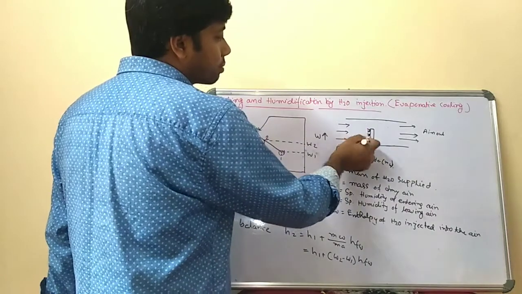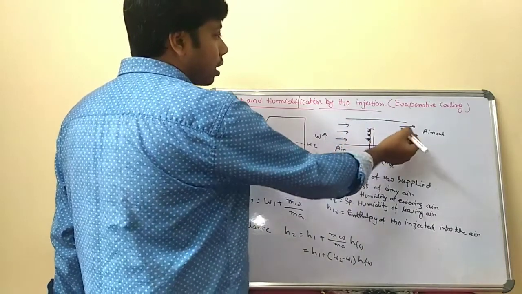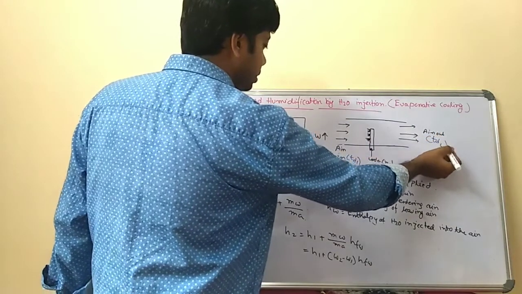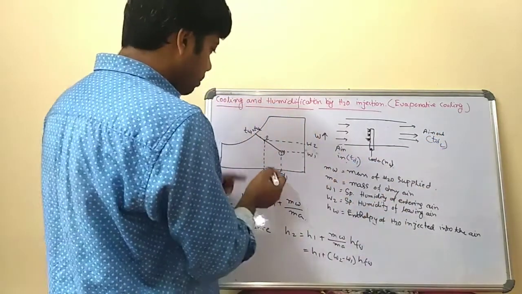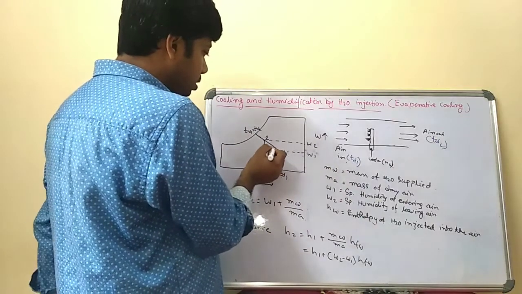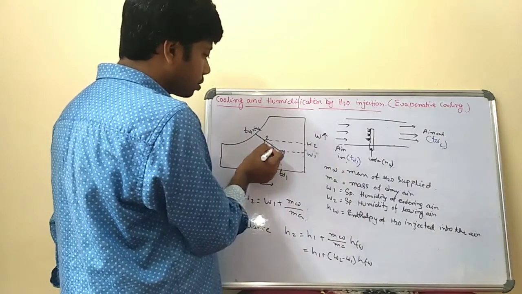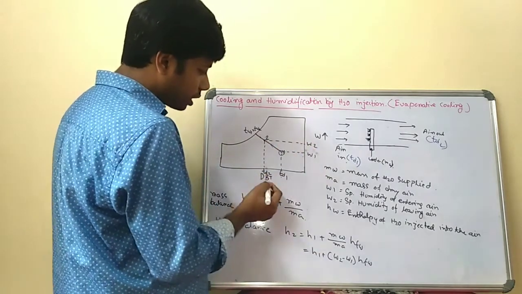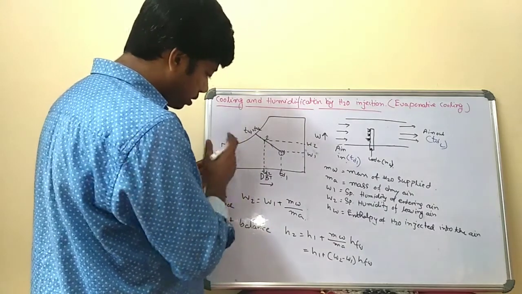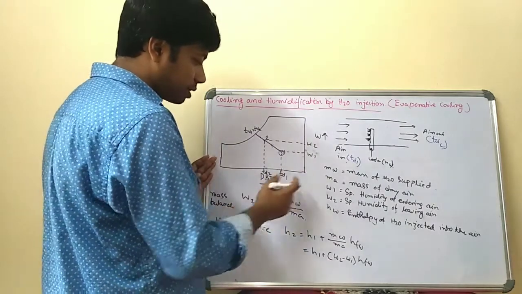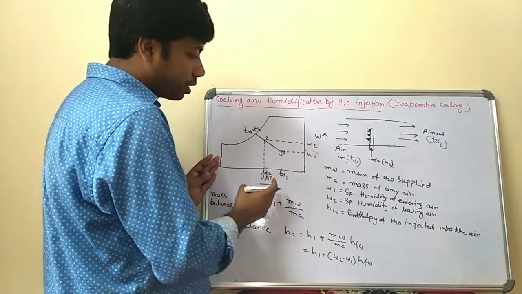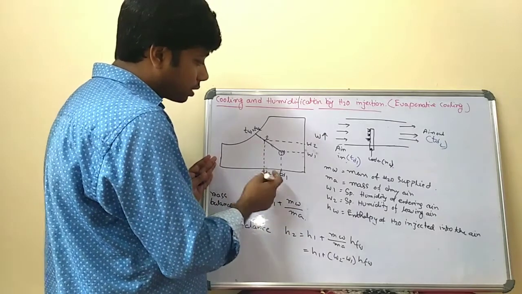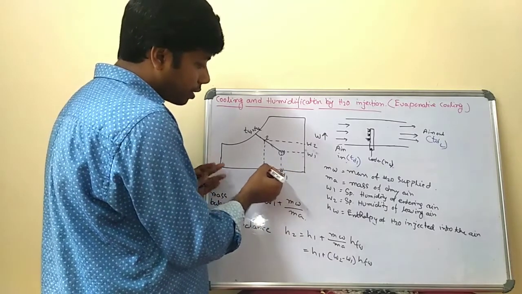When the air passes through the spray nozzles, it leaves at the dry bulb temperature TD2, with corresponding specific humidity W2. This is the process in which cooling and humidification is done. On the psychrometric chart, as you go from left to right along the x-axis, the dry bulb temperature increases. Here the dry bulb temperature is TD1 and TD2 is here.